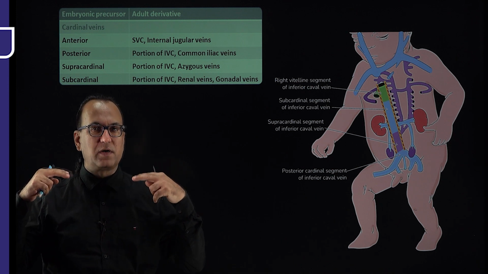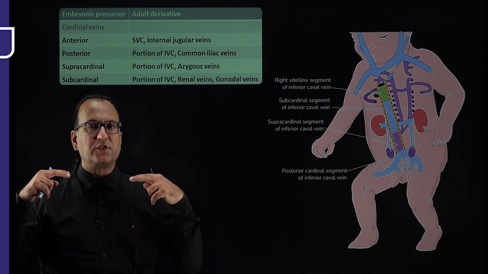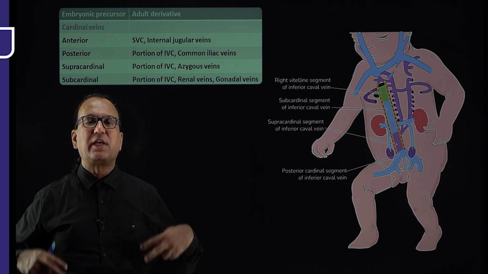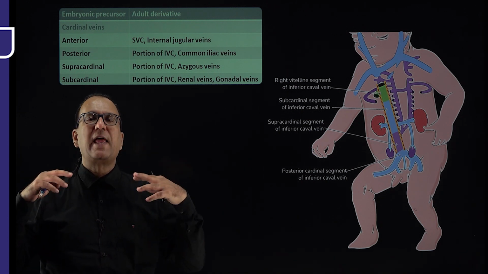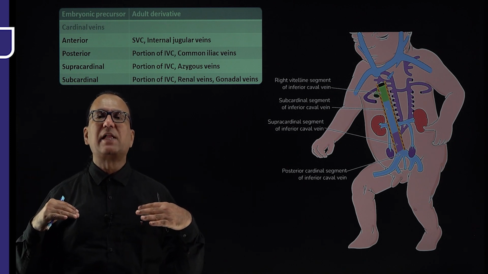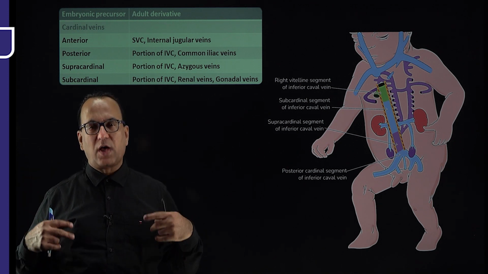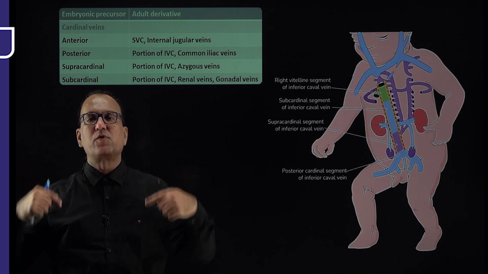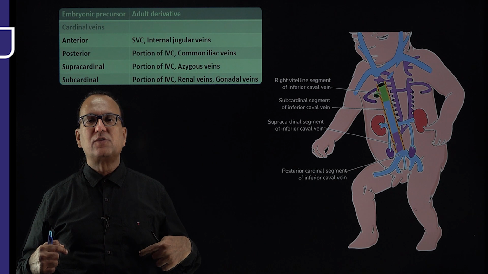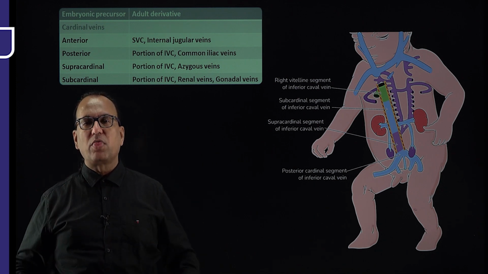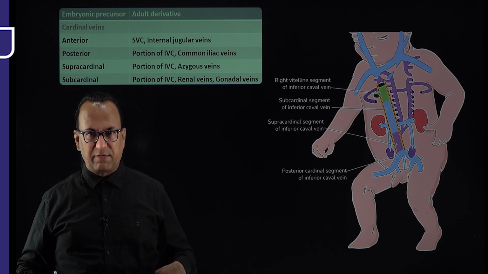But then you remember, during development, in later stages, the posterior cardinal vein is regressing and its function is taken over by some of the veins. Their names will be the subcardinal veins and supracardinal veins. So now you have four names: anterior cardinal vein, posterior cardinal vein, and then you have subcardinal and supracardinal veins also. Our focus will remain chiefly on the formation of the inferior vena cava in this diagram.